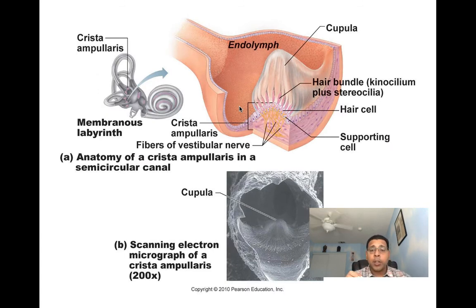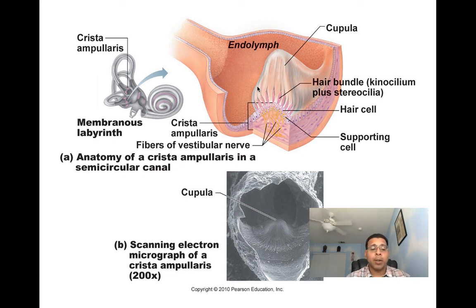Here we can see each crista is composed of supporting cells. We can appreciate right inside of here we've got some hair cells, and the hair cells have their hair bundles here as well. And their hair bundles, you can see, are embedded in a cupula.